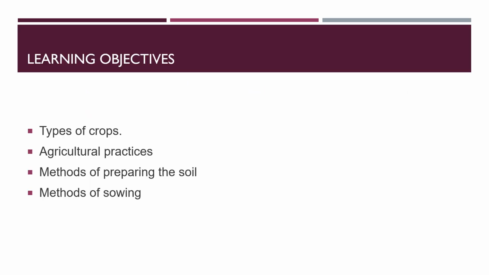What are the learning objectives of today's lesson? We are going to learn about the types of crops, the agricultural practices, the methods of preparing the soil, as well as the methods of sowing. In the next episode, we will be learning about the different methods of irrigation, the different practices used in large scale agricultural methods, and how the harvesting and storage are done. That will be there in the next class.